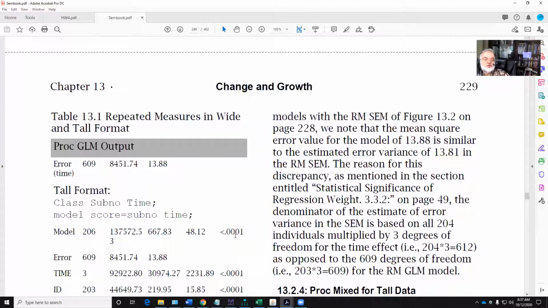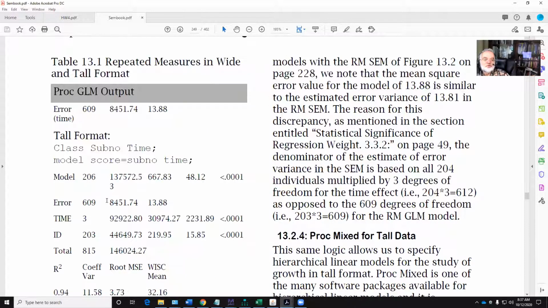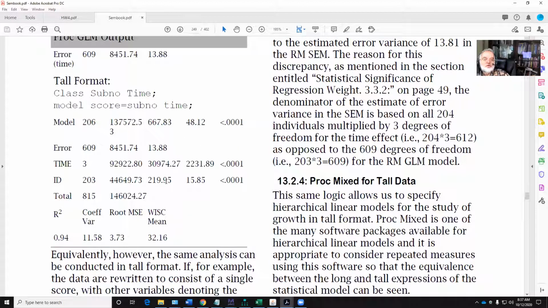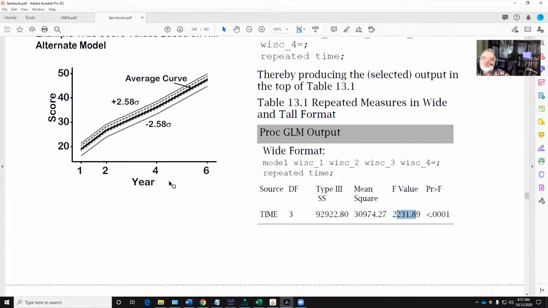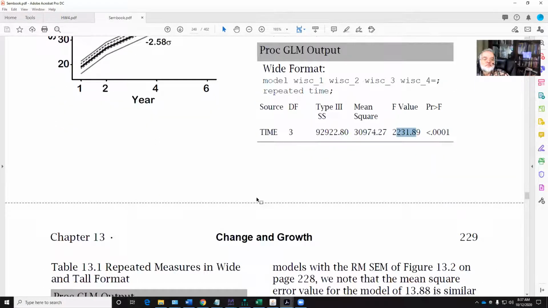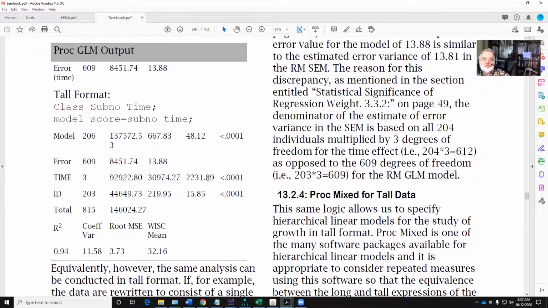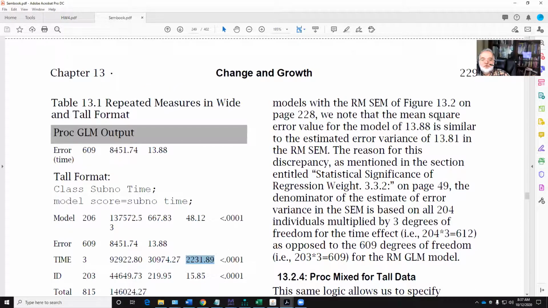2,231, 2,231 ought to be down. I'm sorry, what am I looking at? Well, that's the time main effect. 2,231. So, they're going to give you the same number.